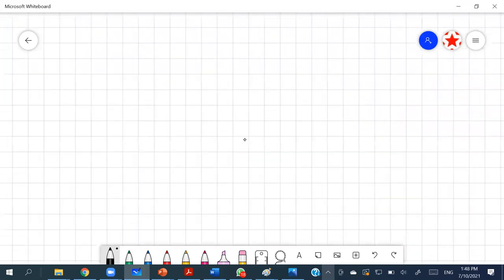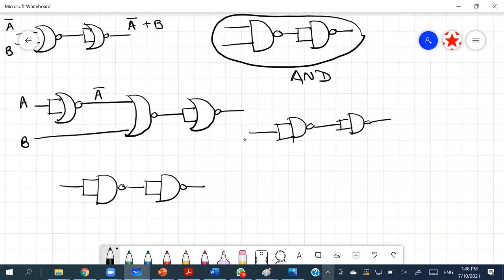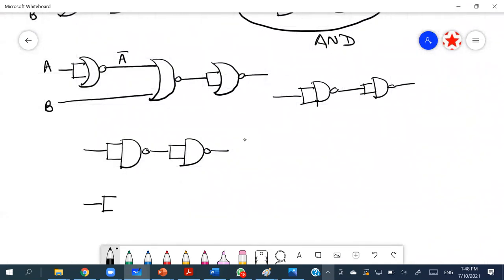Now we remove NANDs when they are connected like this. So a not type connecting in front of a not type. For NAND gates the same happens. Right, in NANDs, this is a not type. If it is connected again with a not type, you can remove it. Got it?